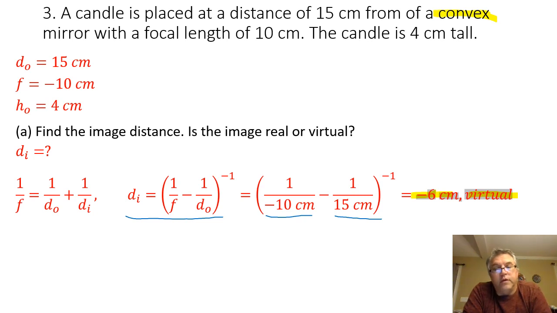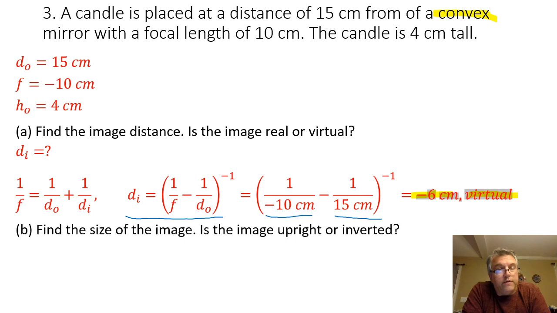And that is going to give me a virtual image because the reflected rays, which are all on the front side of the mirror, do not pass through the point in space where the image appears to be. For part B, we want to find the size of the image and whether the image is upright or inverted.